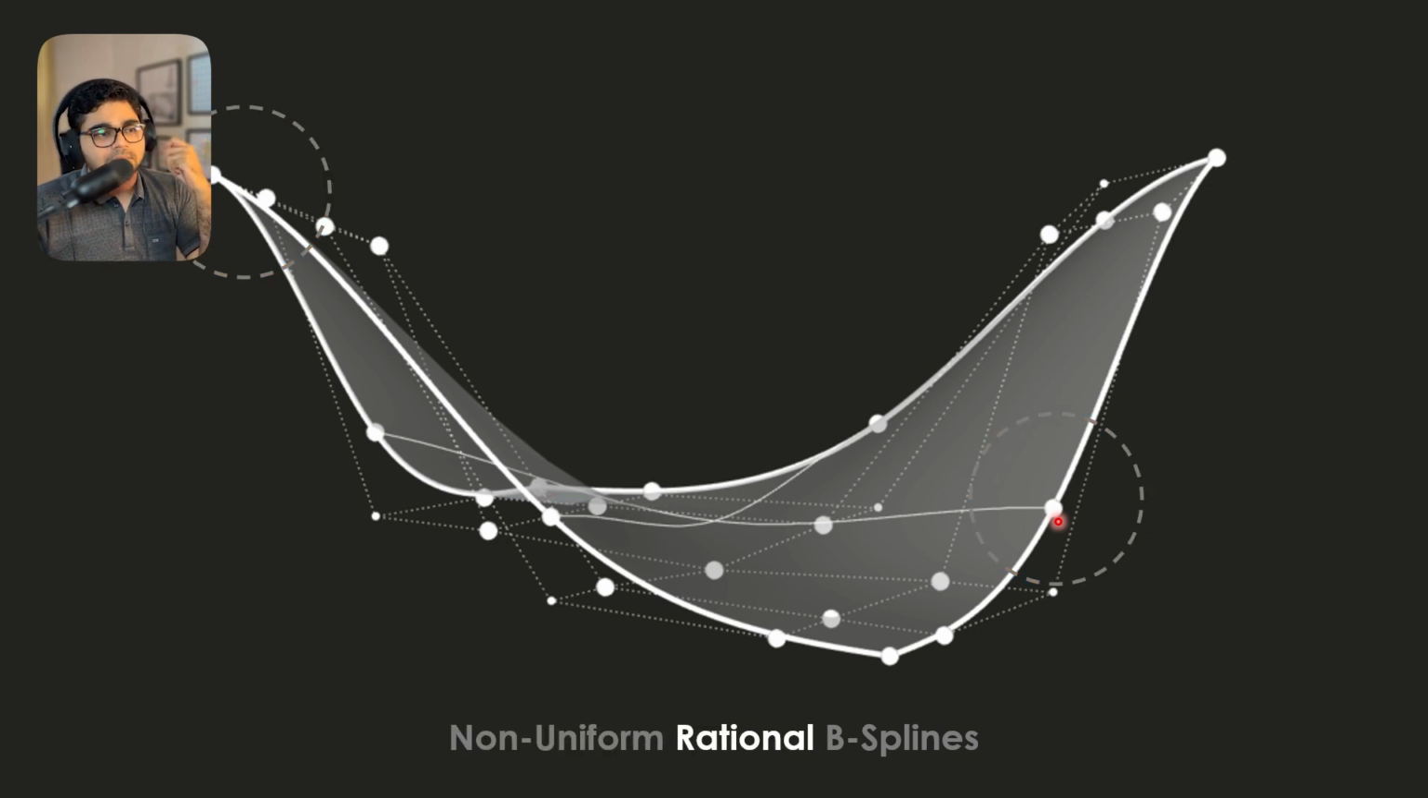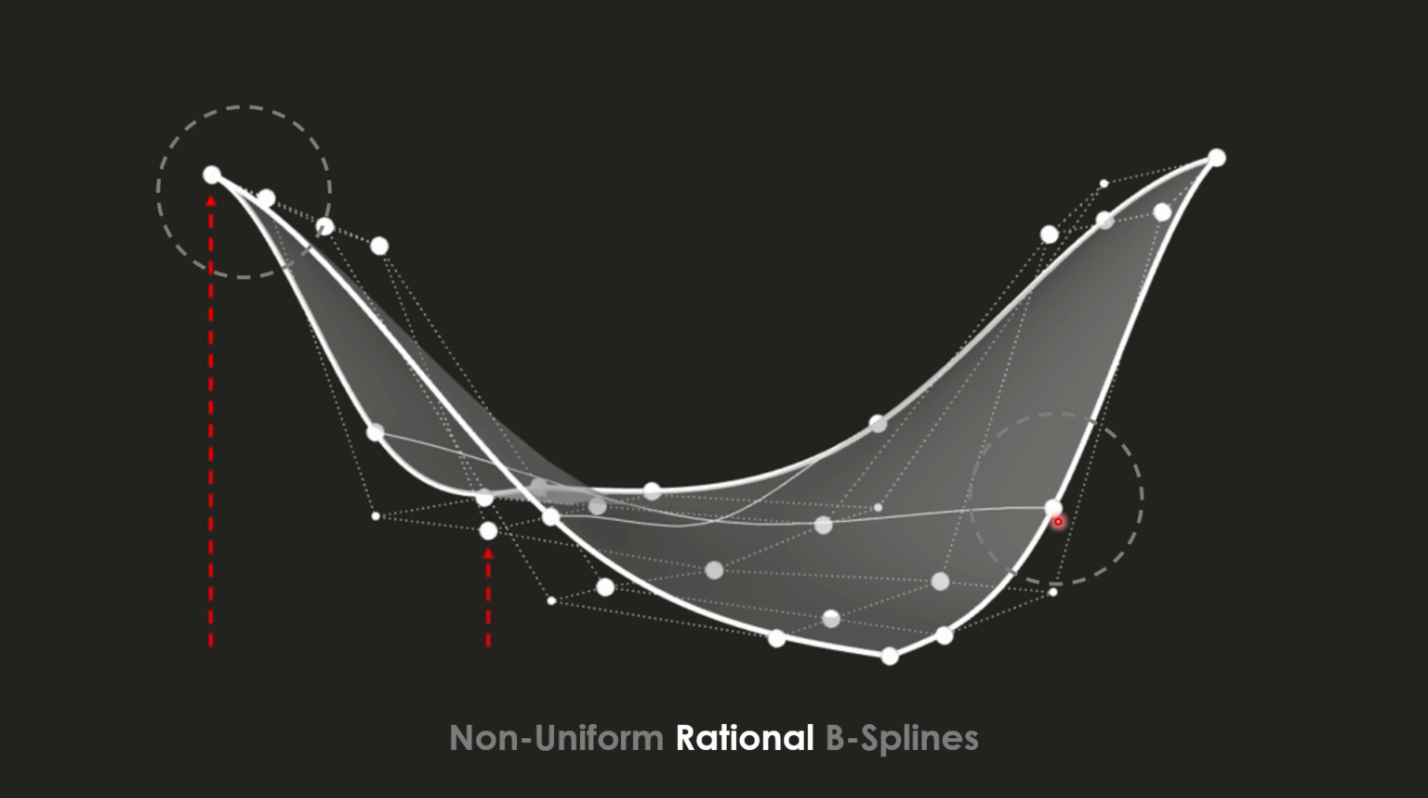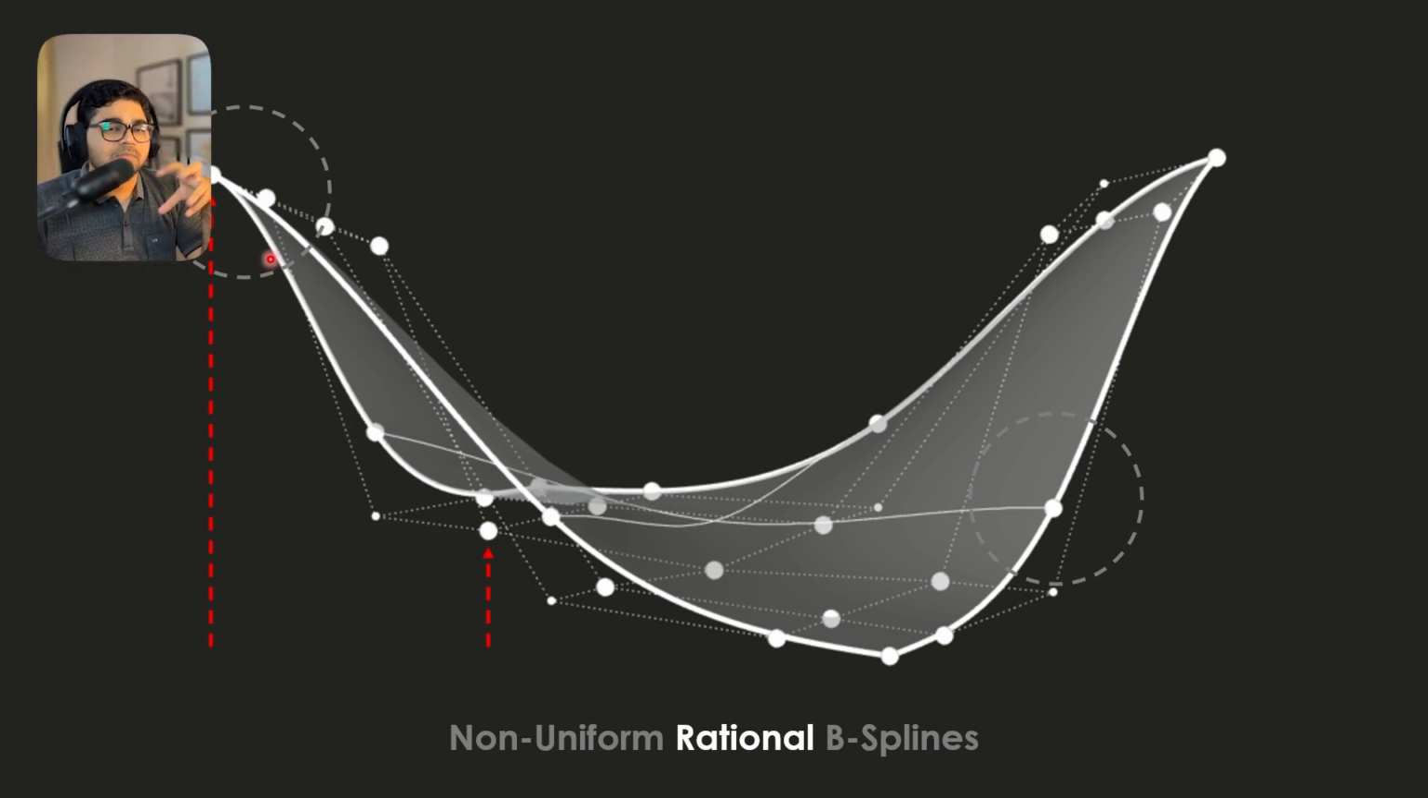Then rational means that for each control point we can define a weight. So let's say I say that this particular point has to be 1 meter above, this has to be 3 meters above. So I can give more or less weight to it depending upon how I like it.